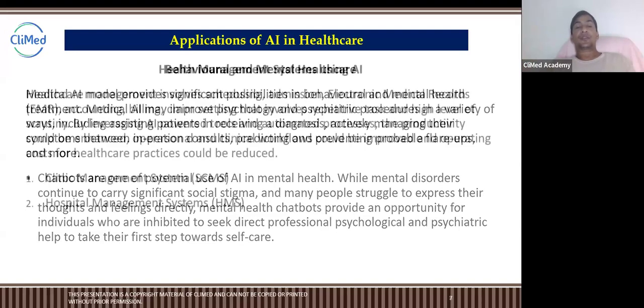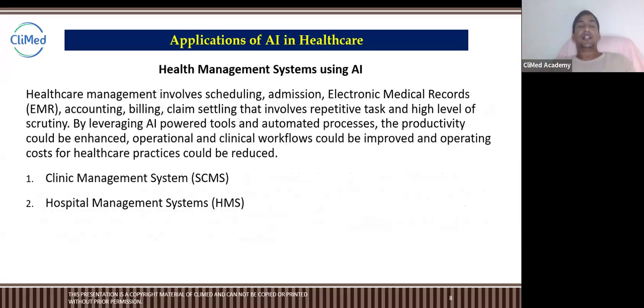Then applications of AI in healthcare, there are two things. We have talked a lot about how we use AI, not only in direct patient care but indirectly in patient care. So there is something called a health management system using AI.